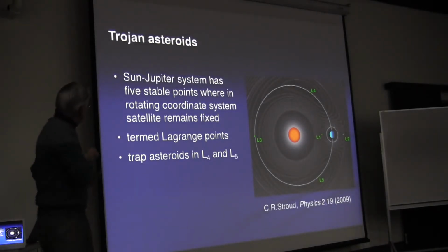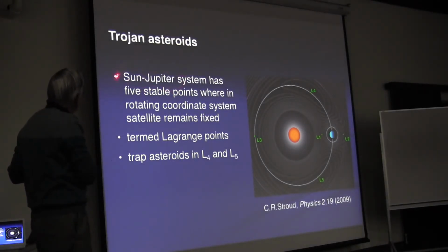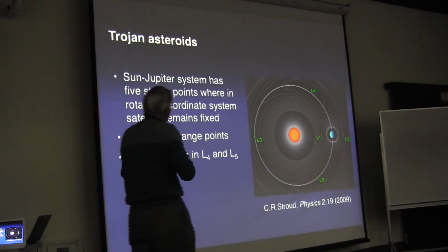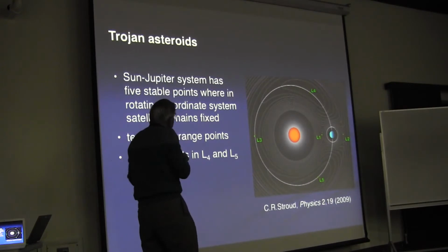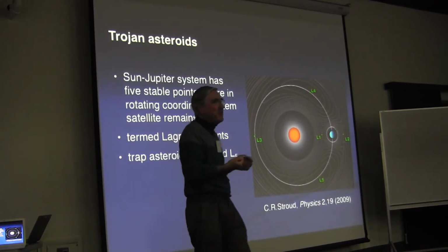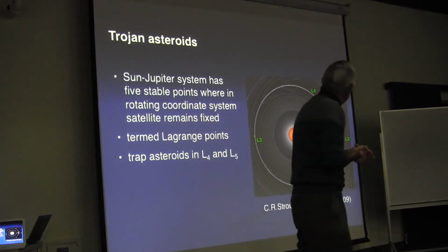Well, if you look at the Sun-Jupiter system, then in a rotating coordinate system, there are 5 points where you have potential minima. There's one here between Jupiter and the Sun, one on the other side of the Jupiter-Sun line, one over here on the opposite side of the Sun, and 2 over here. Now, you're probably familiar with these. They're called Lagrange points. Okay?